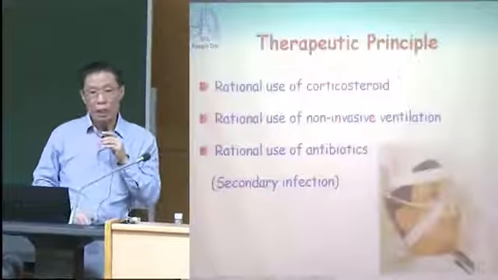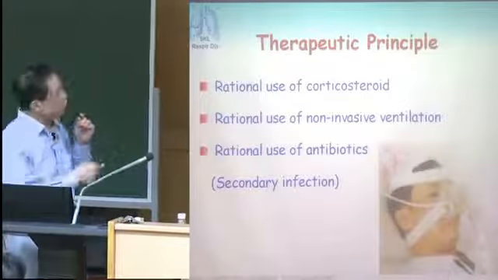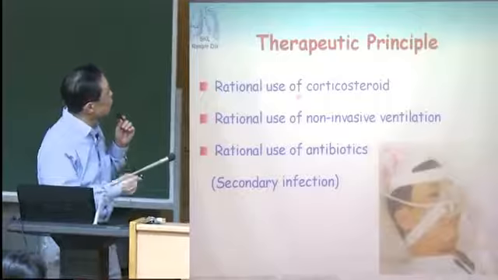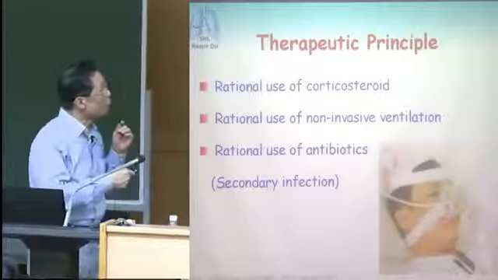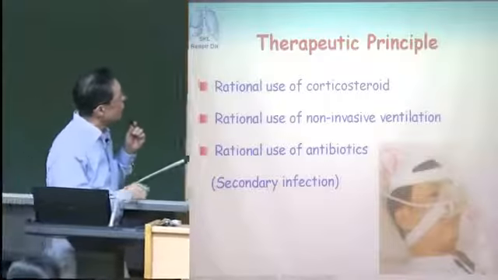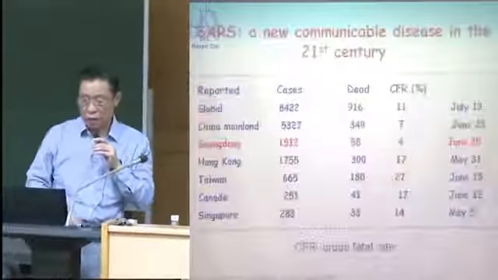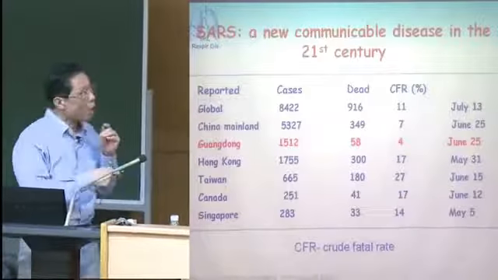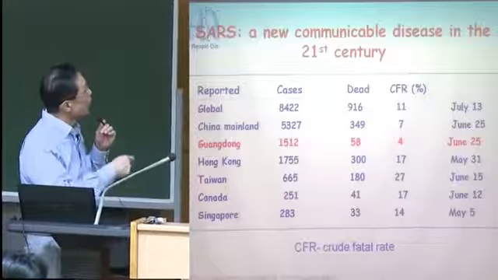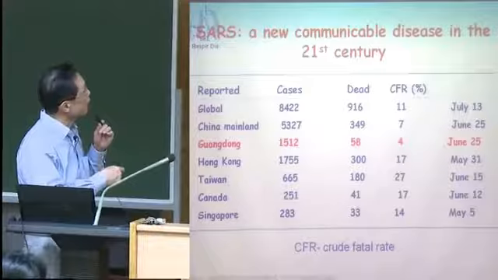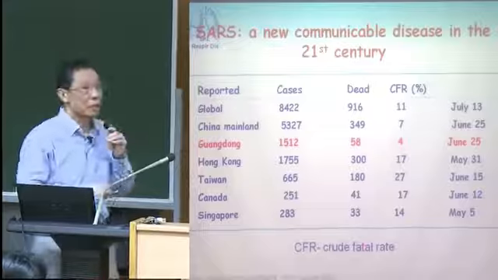And how did we treat this patient? We had a therapeutic principle with the rational use of corticosteroid, rational use of non-invasive ventilation if the patient got hypoxia, and also rational use of antibiotics, in particular in dealing with secondary infection. After this kind of treatment, after a whole year, among the world's different countries and areas, Guangdong got the lowest mortality, the death rate, the best survival rate.